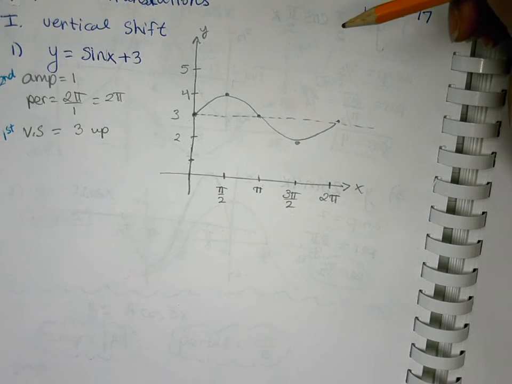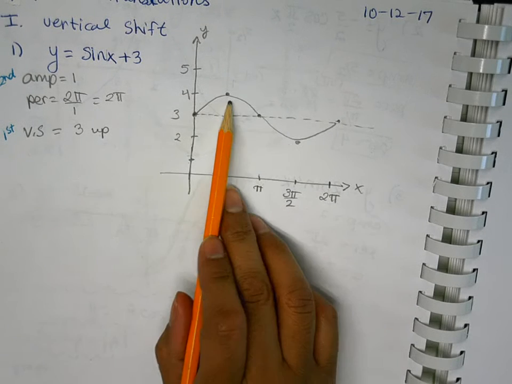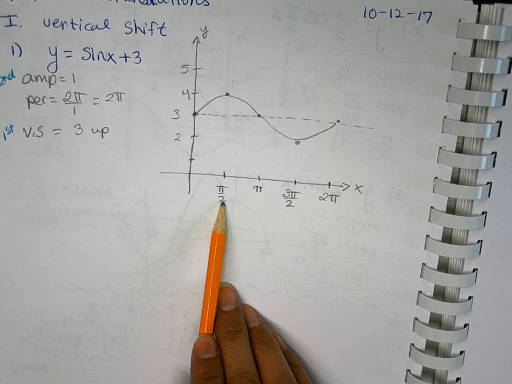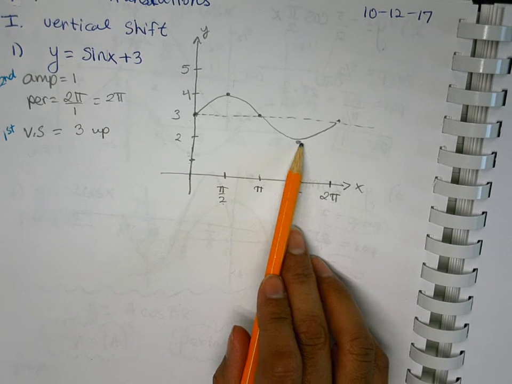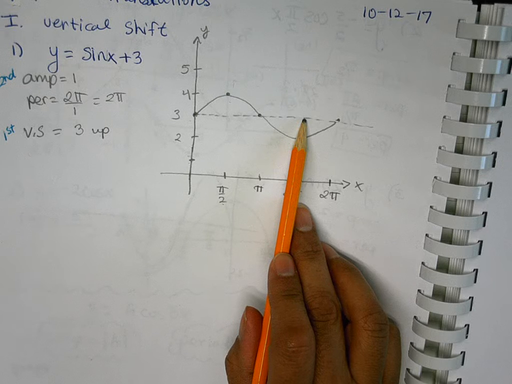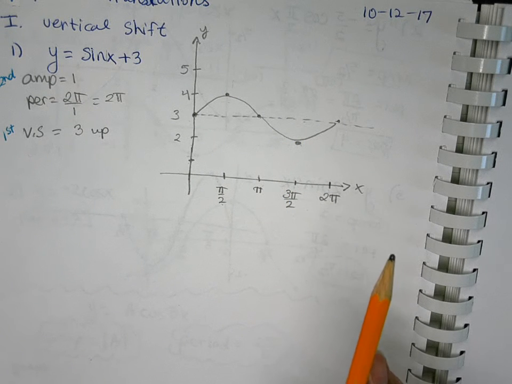Now here's the kind of questions where kids get confused. What is the maximum? That one's pretty easy. What's the maximum? Where does it occur? What's the minimum? 2. Where does it occur? 3 pi over 2. What are the zeros? That's the tricky part. Where are the zeros?